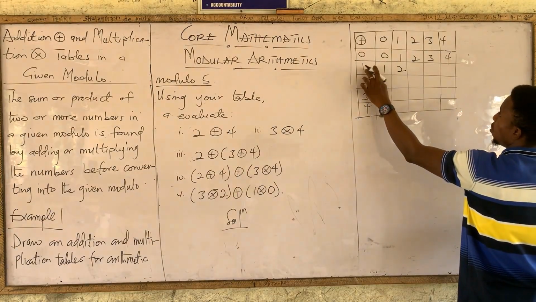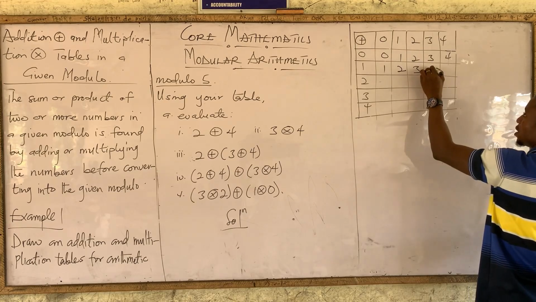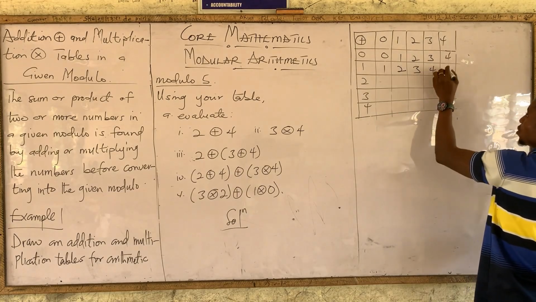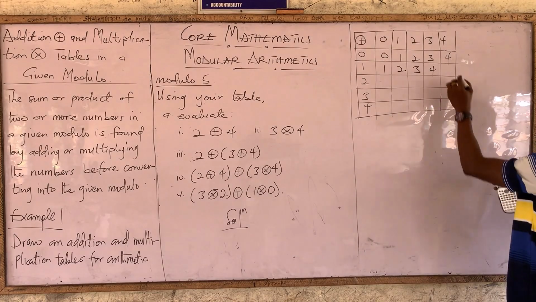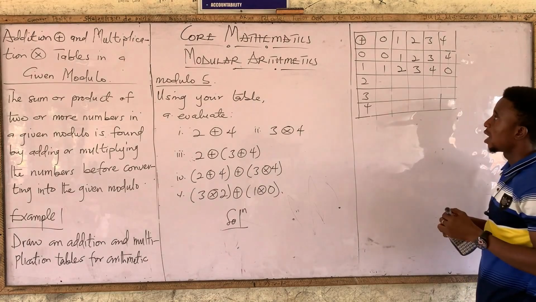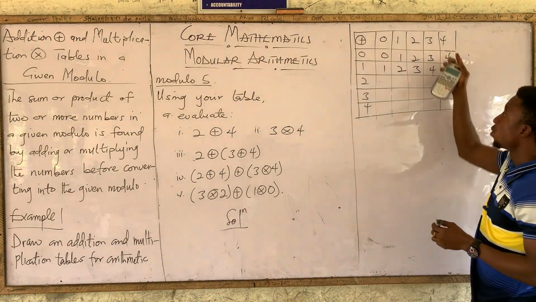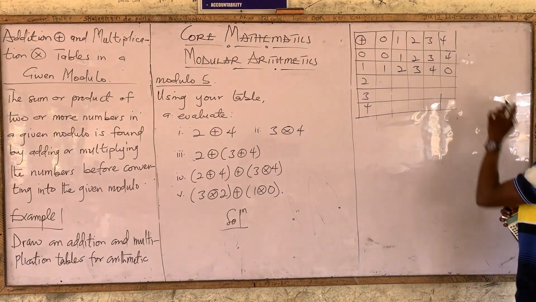So then 1 plus 2 is 3. 1 plus 3 is 4. Then 1 plus 4 is 5. And can we write 5 here? So 5 in mod 5 is what? We know it's 0, right? That is, how many 5s can we get from this 5, 1 plus 4? Then you are saying 5, and what is left? 0. That is that. We have the 0 here.